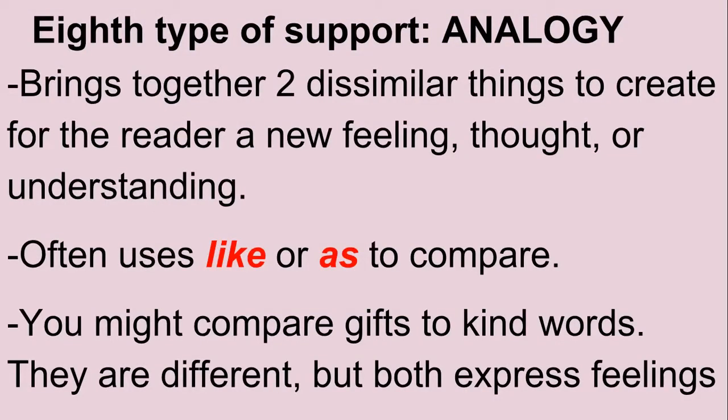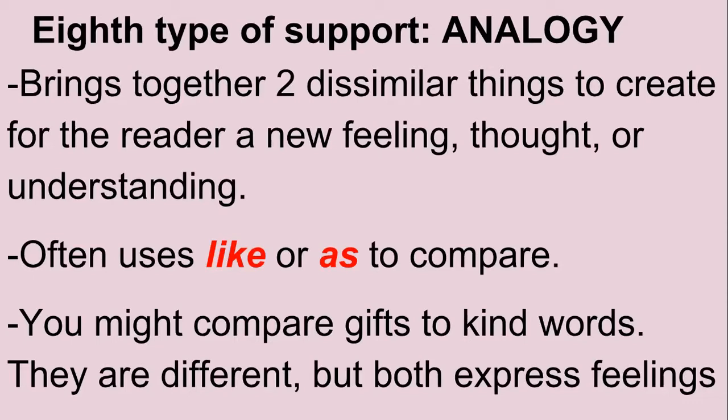And the last type of support is an analogy, which brings together two dissimilar thoughts and then they work together to create a new feeling, thought, or understanding in the reader, because all of this is for the reader. It's you telling your story, giving your persuasion, telling your narrative for the reader. So you might obviously know this, it uses like or as when comparing. In that previous one, there was a small analogy of they were like burned cookies. So that's one thing you can keep in mind.